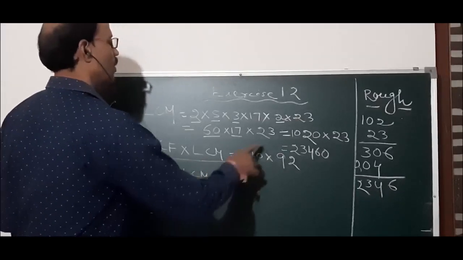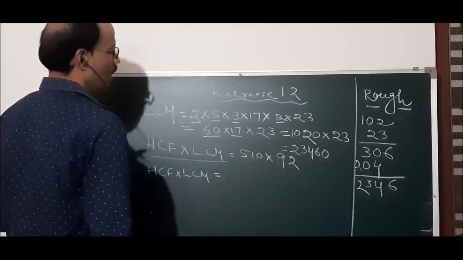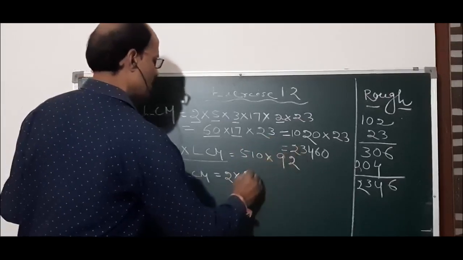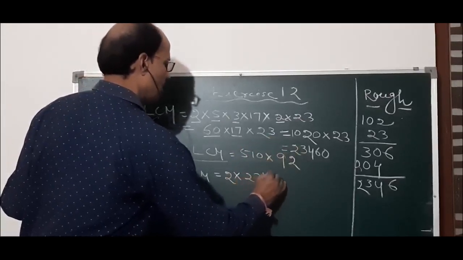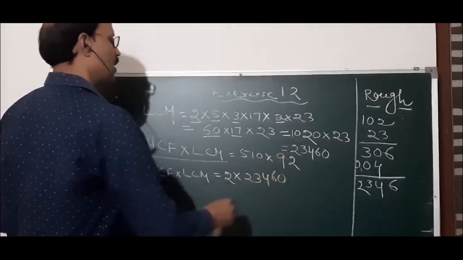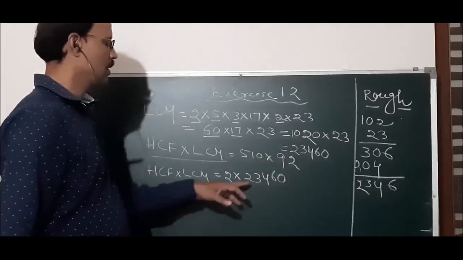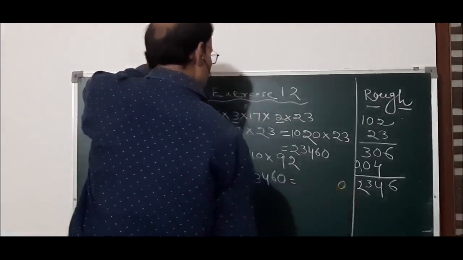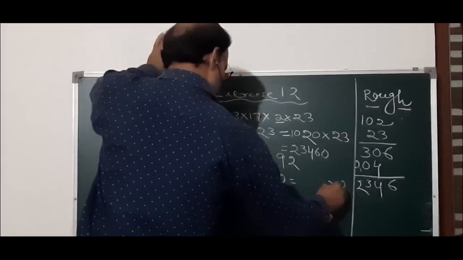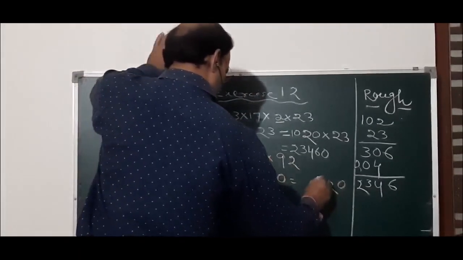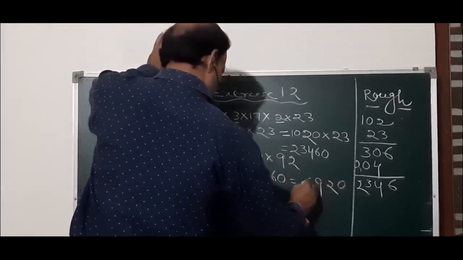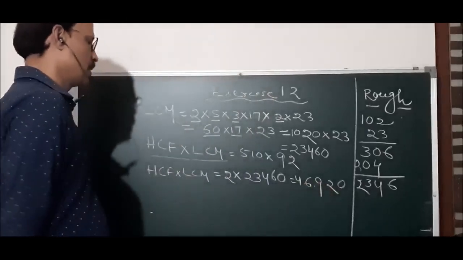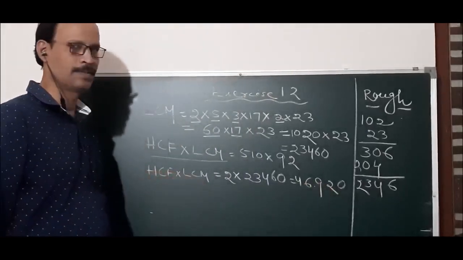It will be equal to HCF, which we found is 2, multiply LCM, it is 23,460. So let's multiply this. It is 0, then 2 6 are 12, 2 1 carry, 2 4 are 8, 9, 2 3 are 6, then 2 2 are 4. So it is 46,920, the product of HCF and LCM.